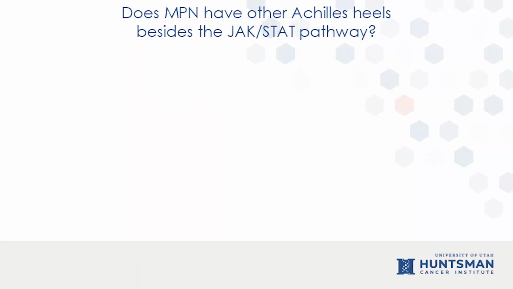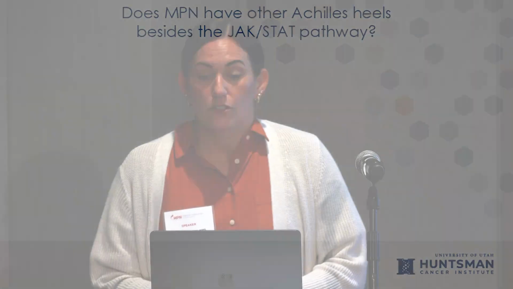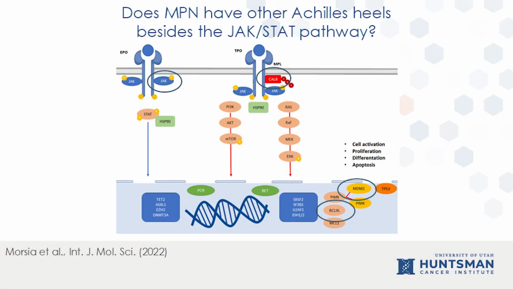So what else is there? Are there other Achilles heels besides the JAK-STAT pathway? Because we know, as great as ruxolitinib has been, there are resistance mechanisms. There are ways around the inhibition of JAK, and so we need other ways to target these diseases. And so the good news is that yes, there are lots of other Achilles heels.